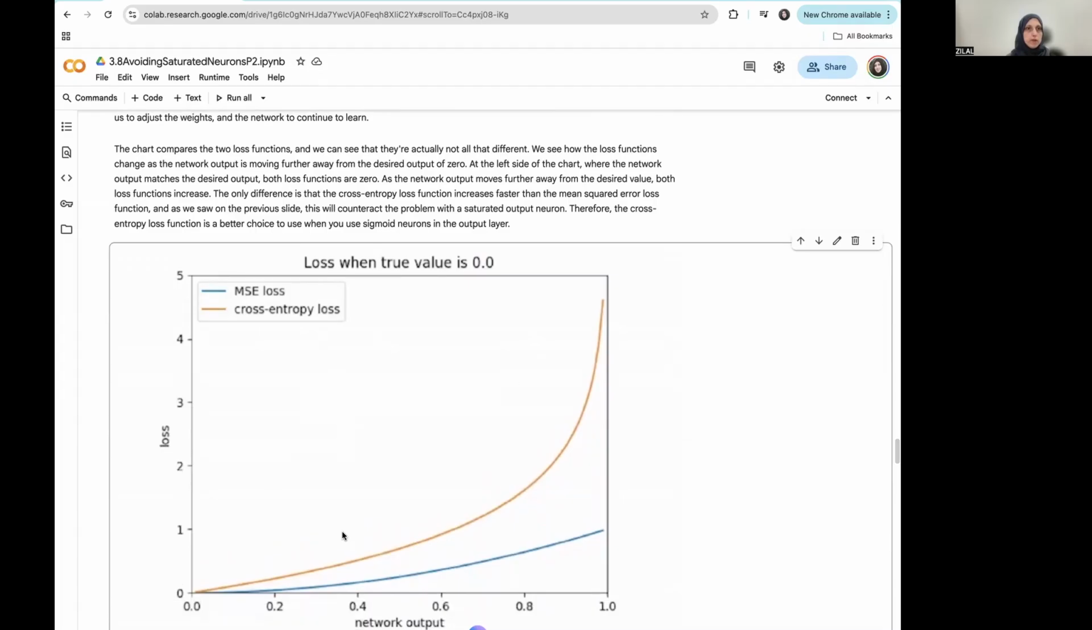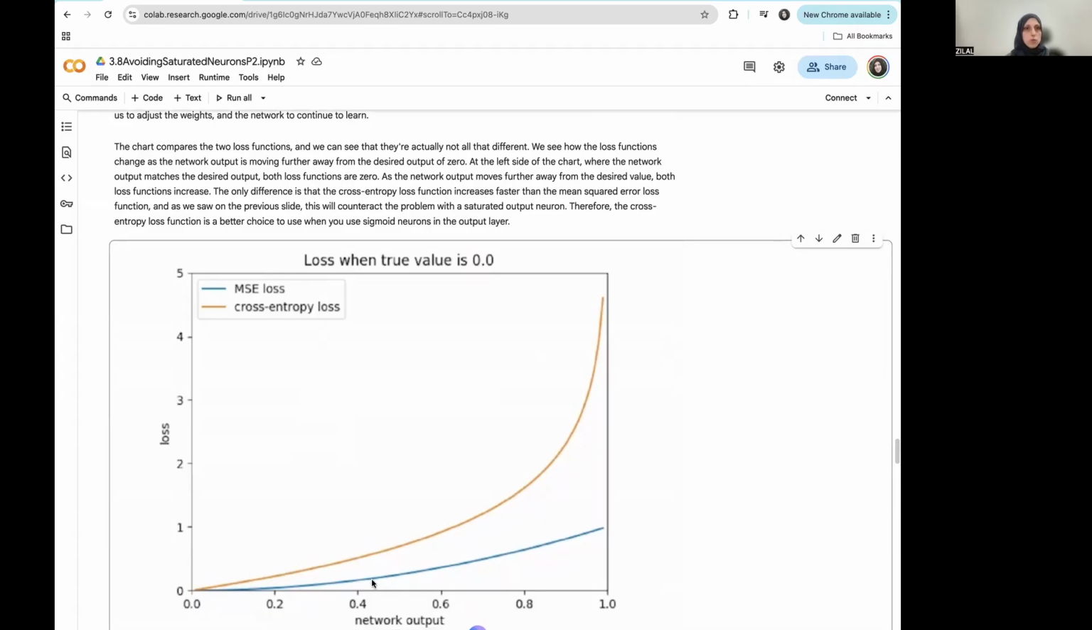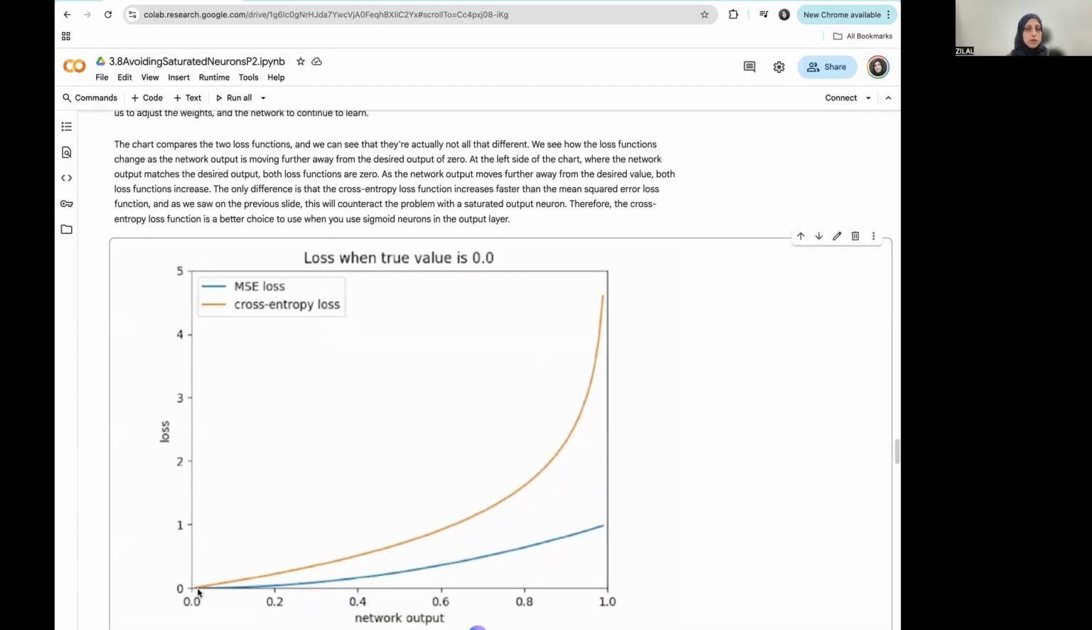We see how the loss function changes as the network output moves further away from the desired output of 0. At the left side of the chart, where the network output matches the desired output, both loss functions are zero. As the network output moves further away from the desired value, both loss functions increase. The only difference is that the cross-entropy loss function increases faster than the mean squared error loss function. And we saw in the previous slide that this will counteract the problem with a saturated output neuron.